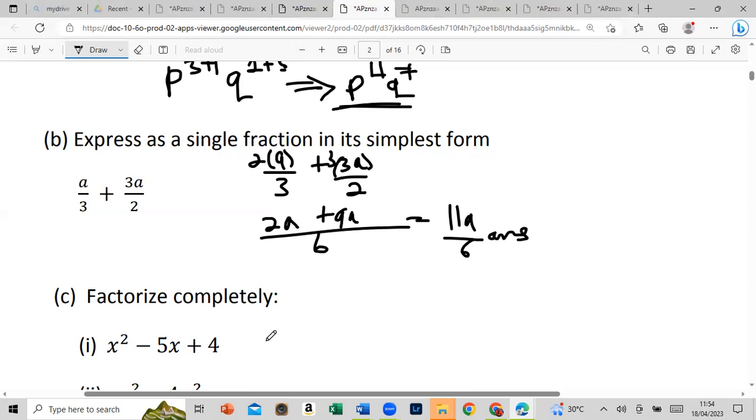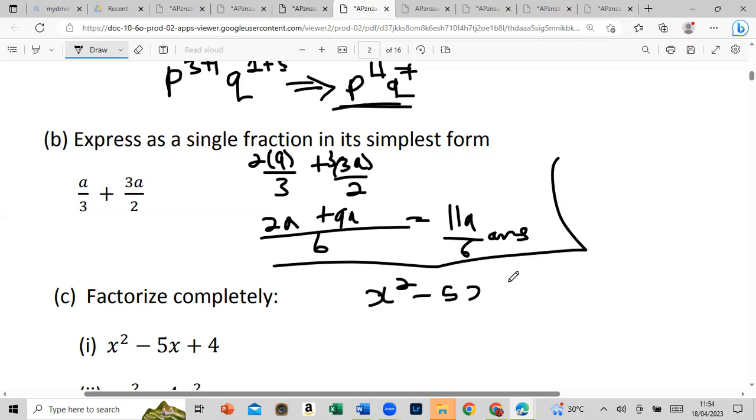All right, this one says factorize completely. Just going to draw a line. It says x squared minus 5x plus 4, so that's x squared minus 5x plus 4. We're going to use the factor method. If not, we use the quadratic formula, which is x equals minus b plus or minus the square root of b squared minus 4ac, all over 2a. But this looks like it can be factorized without that. So let's go. We'll label it A, B, C. And if you can factorize it, go ahead and do so.